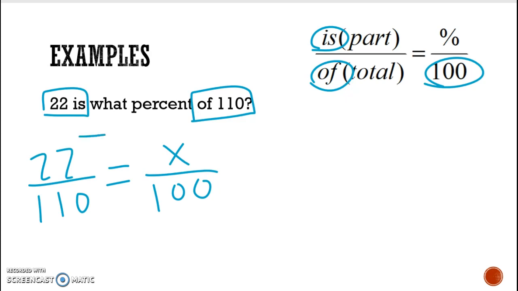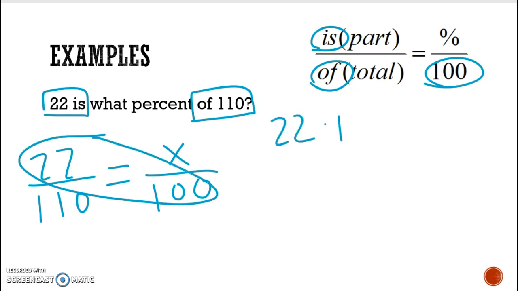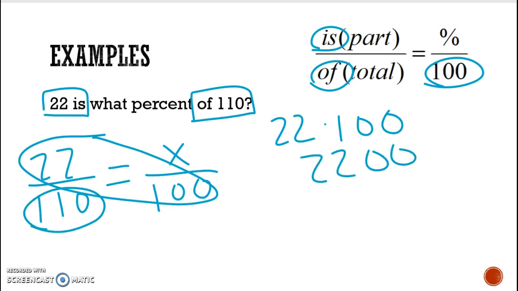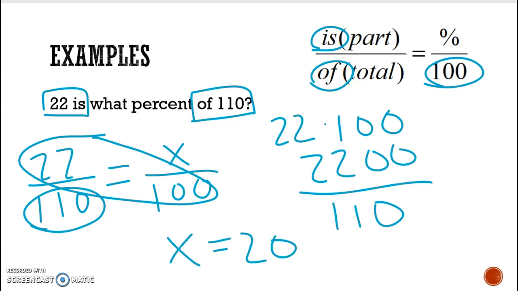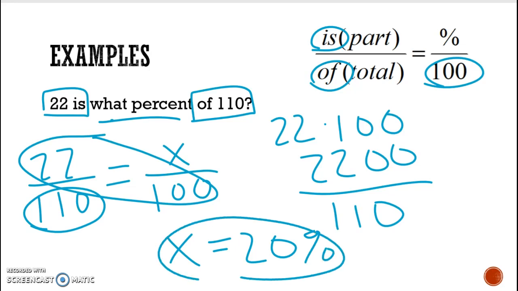Okay, so all my numbers are where they go. Now I do my cross multiplying and dividing. So 22 and 100 are across from each other, so I need to multiply those first. That gives me an answer of 2200. The number that I haven't used yet is outside my circle. That is what I'm dividing by. So 2200 divided by 110 gives me an answer of 20. Now this is asking for percent, so all I have to do is put a percent sign after it, and I'm done.